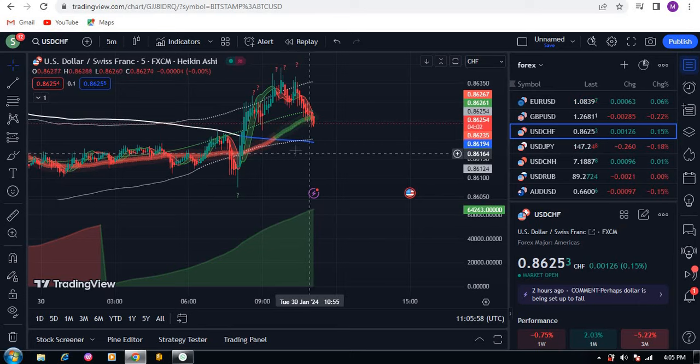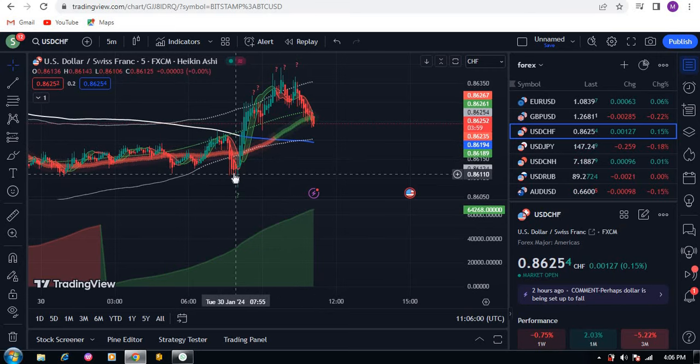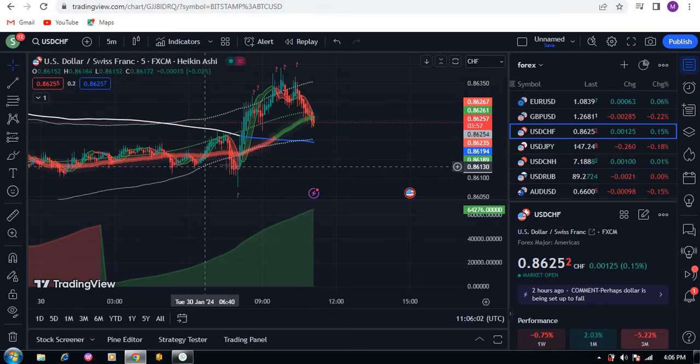We will wait for our buy signal, and this is the perfect buy trade. Okay, this is your buy trade and you got the profit. Actually, this is the best ever indicator.